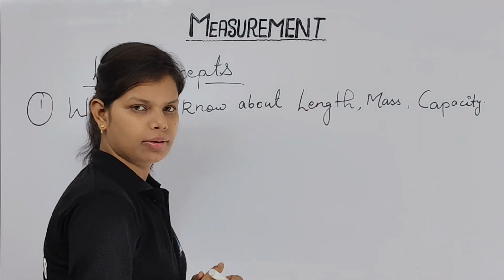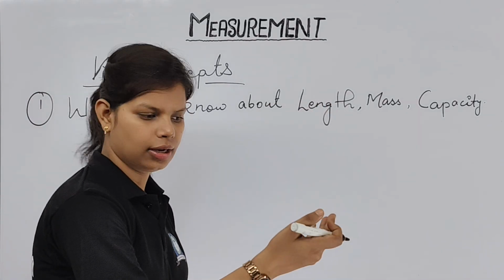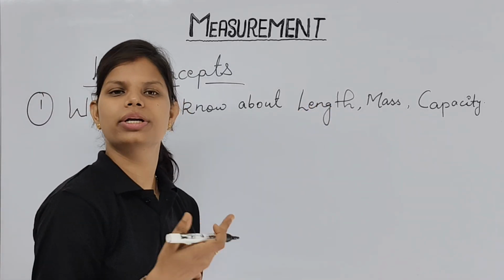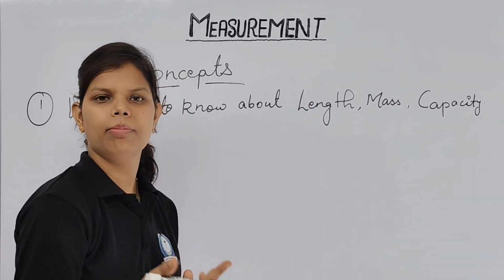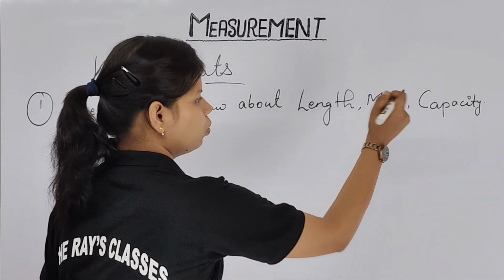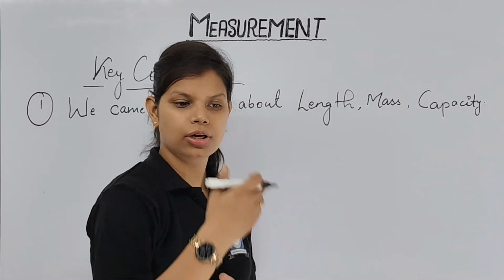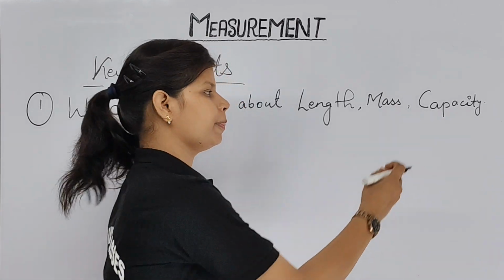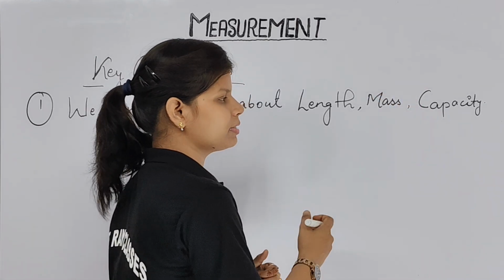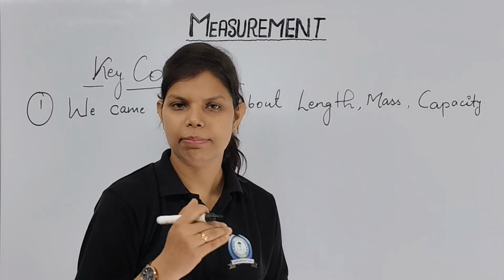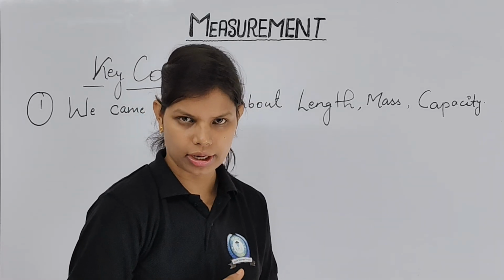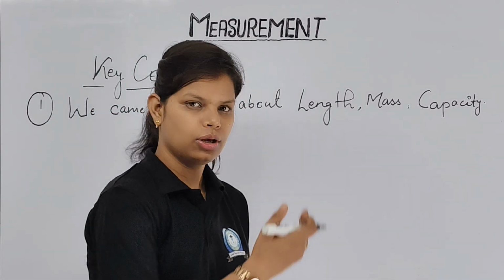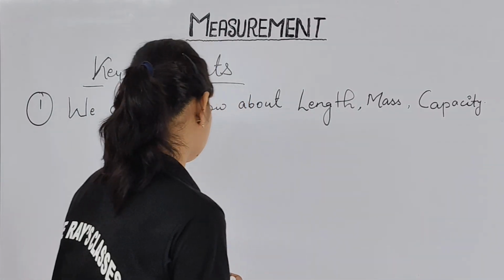When we measure length, units are different, like meter, centimeter, kilometer. When we measure mass, units are different, like kilogram and gram. And when we measure capacity, capacity means volume of liquids. Basically we use the term capacity for liquids. To measure capacity, we have units like liter and milliliter. I hope you are clear with this. So three terms, length, mass and capacity, we are going to learn.